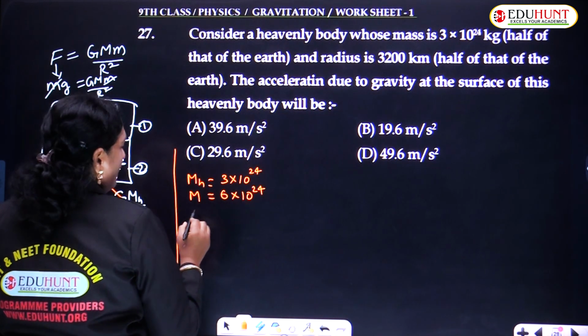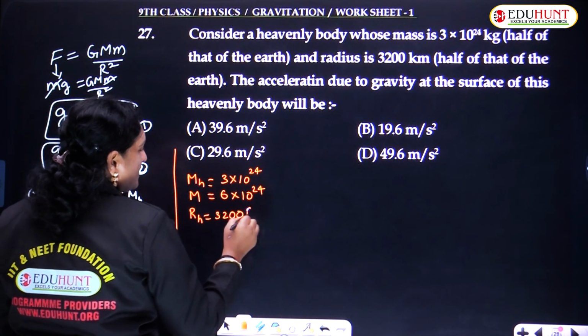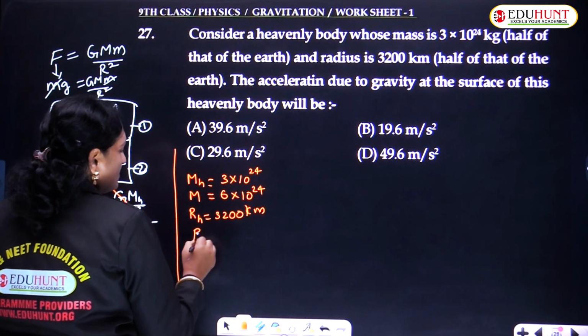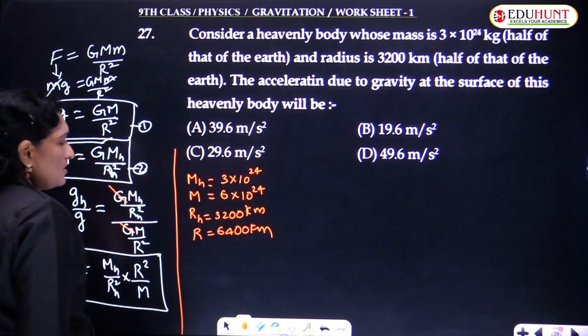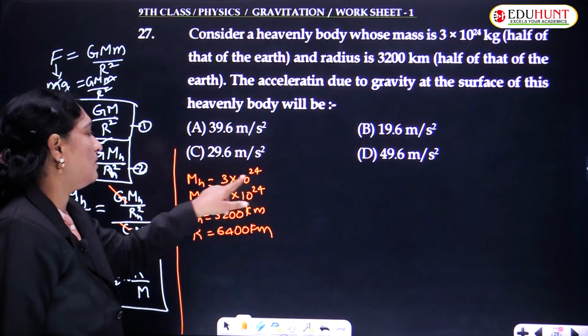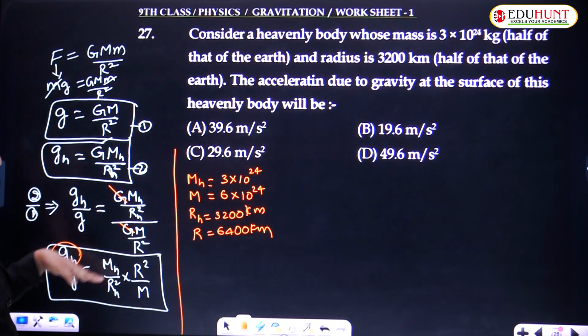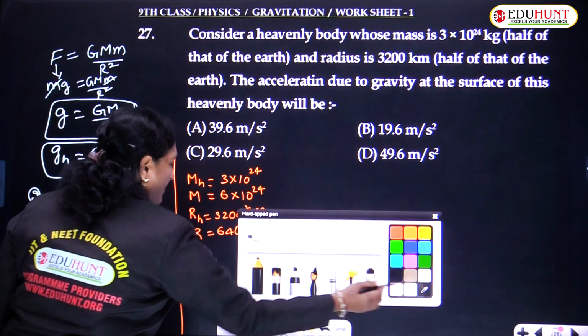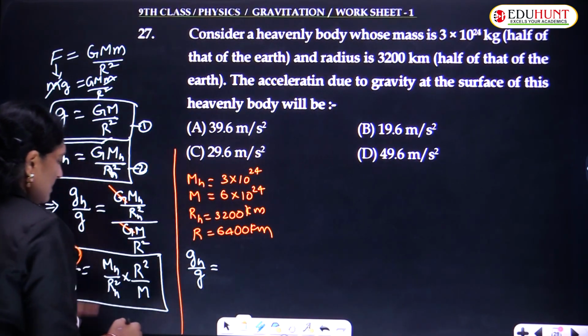Similarly, the radius of the heavenly body, RH, they gave as 3200 kilometers. But we know the radius of the earth is 6400 kilometers. So if this is 6400, this is 3200. The mass of the earth is 6 into 10 power 24, and half of that is 3 into 10 power 24. Substituting all the values, you can get the value of GH by G as MH.